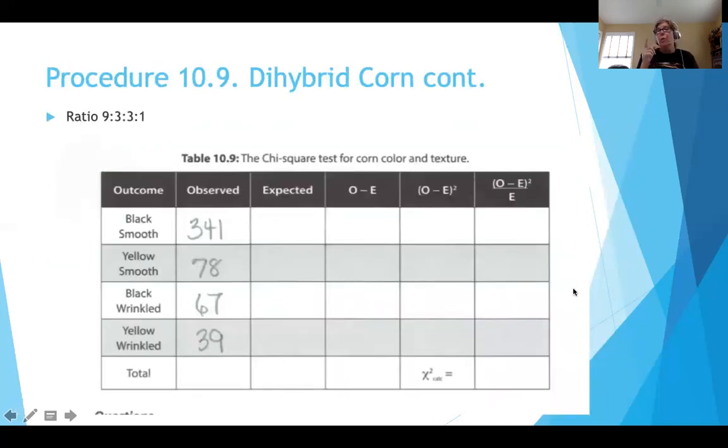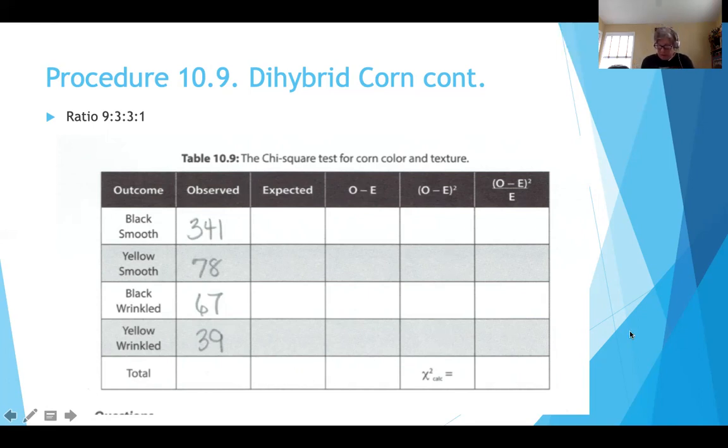Now, the last one you actually do, 10.9, you are actually going to do the counting. So you would be given another ear of corn, and you would have to count, and you can't just count black and yellow or smooth and wrinkled. You have to count them together. So how many kernels are black and smooth? How many kernels are black and wrinkled? How many are yellow and smooth, yellow and wrinkled? So you need to count all those. And again, our expected ratio is 9:3:3:1. And so this time you are going to calculate this out.